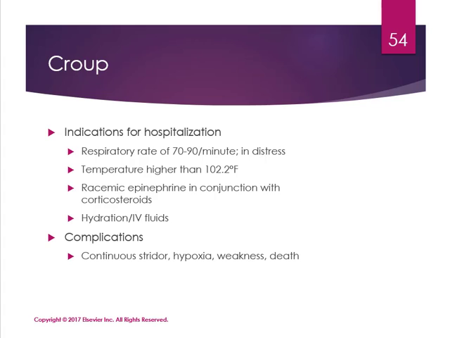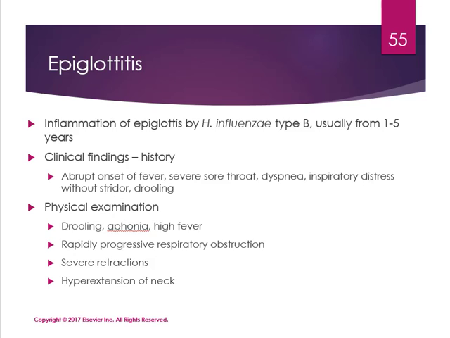Some indications for hospitalization are elevated respiratory rates in the 70 to 90 range if the child is in distress, a temp greater than 102.2. Racemic epinephrine is used in conjunction with corticosteroids to help limit any rebound swelling, and then of course using hydration and IV fluids. Some complications can include stridor, hypoxia, weakness, and unfortunately death.